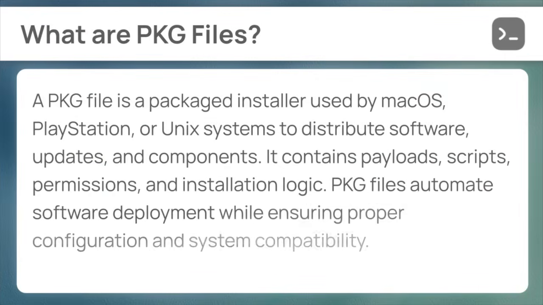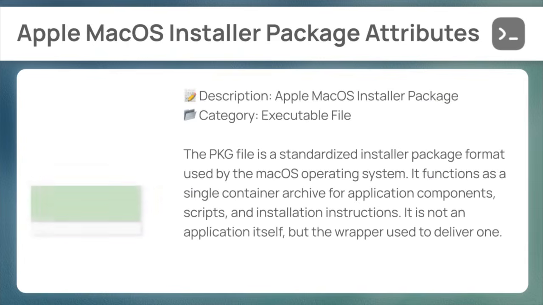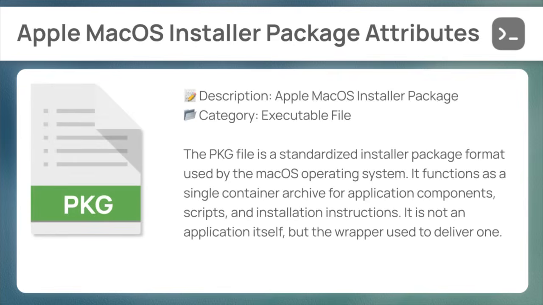The PKG is officially classified under the Comprehensive Executable File Architecture. The Apple macOS Installer Package file type is central to its architecture. The PKG file is a standardized installer package format used by the macOS operating system. It functions as a single container archive for application components, scripts, and installation instructions. It is not an application itself, but the wrapper used to deliver one.